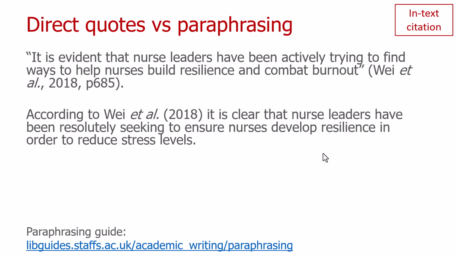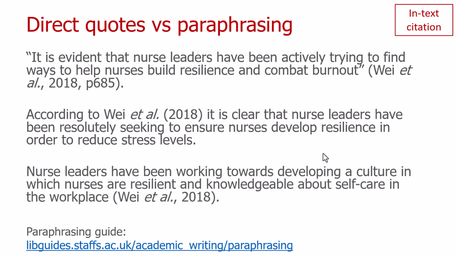In a paraphrase, we put it into our own words. So here we're using the phrase "according to the author" to get us started, which is a good way to start with paraphrasing. According to Way et al., that's the team of authors who wrote this. We then put the date in brackets. We've mentioned them in the sentence by saying "according to", so we don't need to put their name in the brackets. We don't need to repeat their name. According to Way et al., 2018, it is clear that.